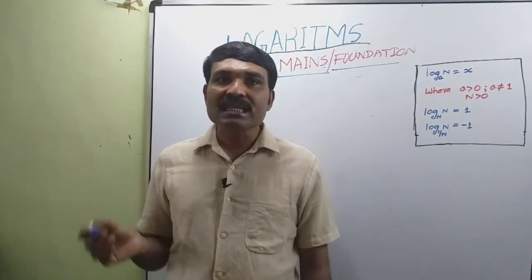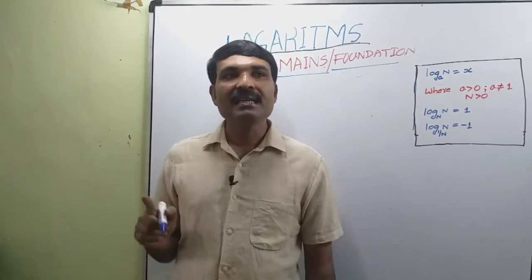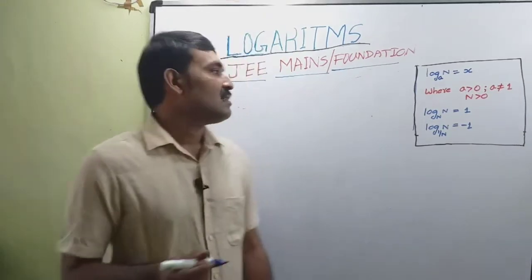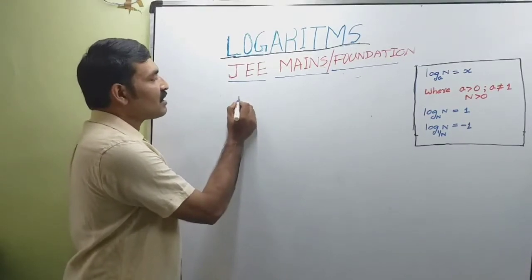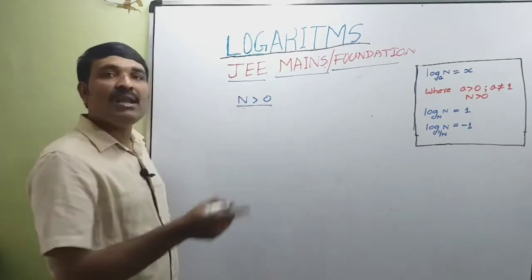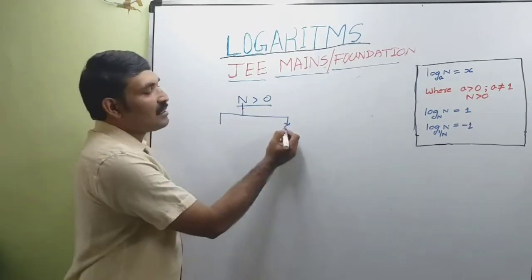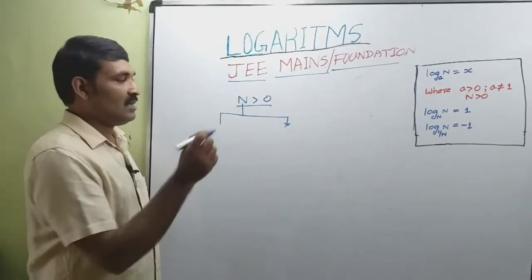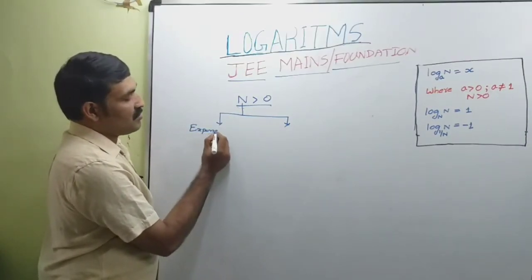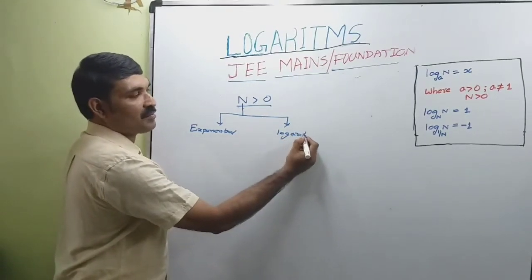Suppose n is a positive real number, then it can be expressed in two ways, either in exponential representation or in logarithmic representation. That means suppose we are considering a real number that is greater than 0, then only logarithm is defined. So it is a positive real number. Now, this n can be represented in two ways, either in exponential representation or in logarithmic representation.